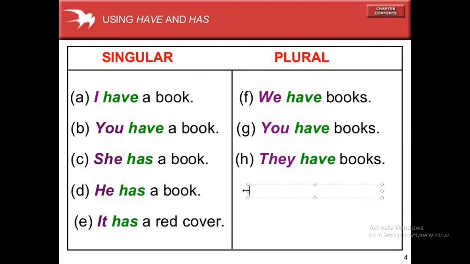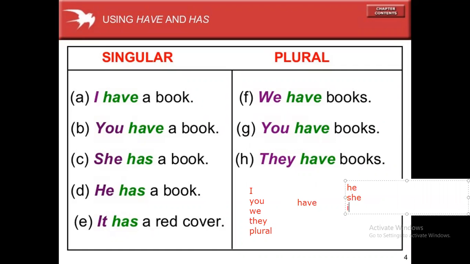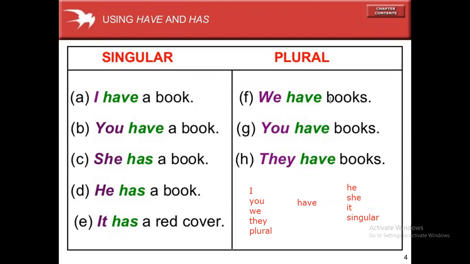If we have I, you, we, they, which are plural subjects, we're going to use have. If we have he, she, it, or singular subjects, we're going to use has with them.